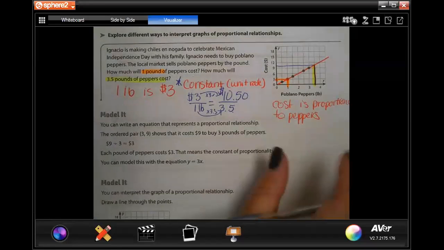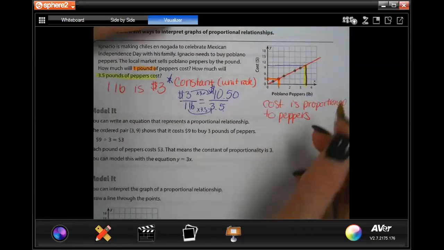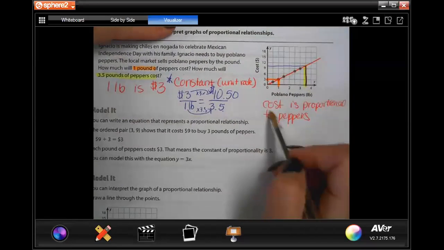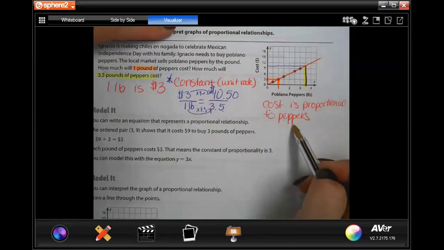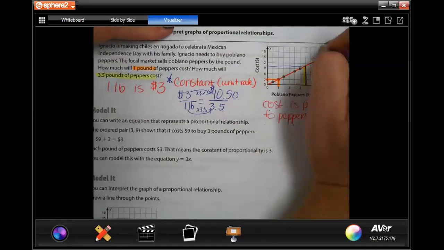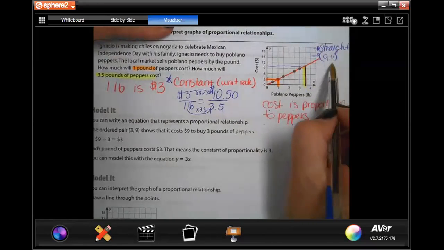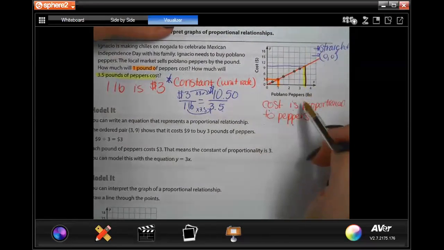Okay, so to do a really quick backup on this, here's what we know. We know that this cost is proportional to peppers. The reason why we know this is because it is a straight line, and it goes through 0, 0. A straight line means it has a constant, and it goes through 0, 0. Those two things have to occur to have a proportional relationship.